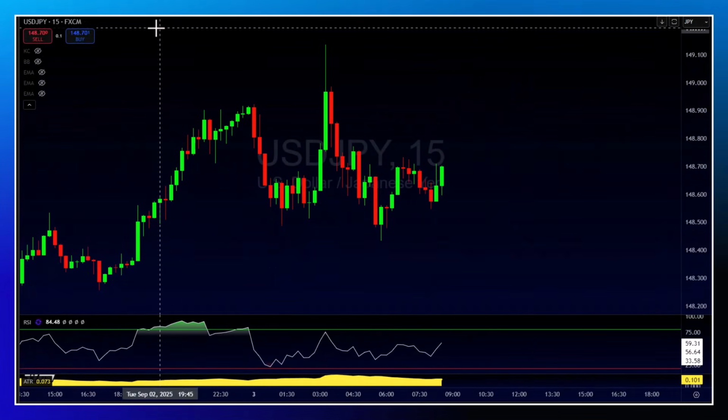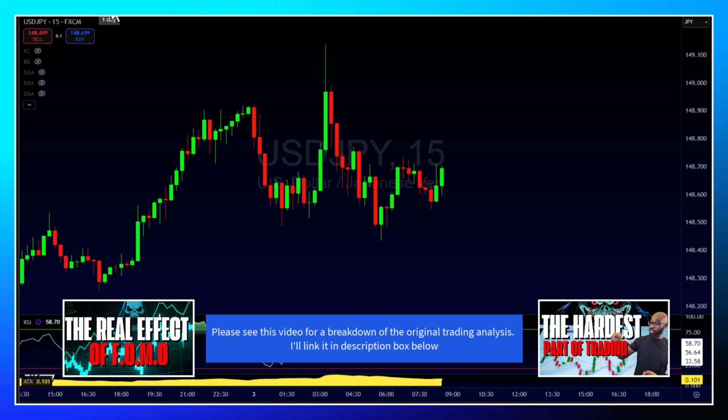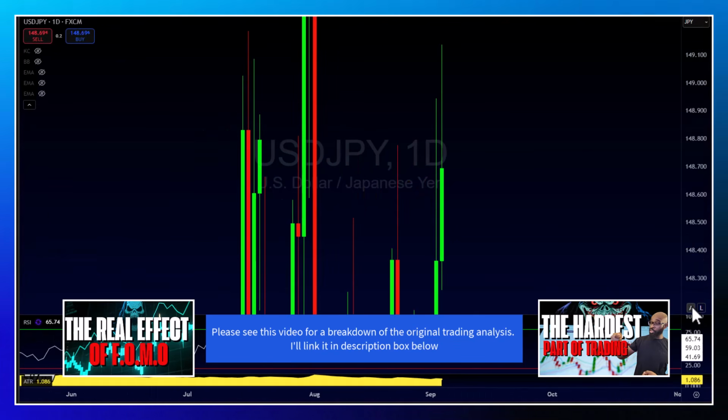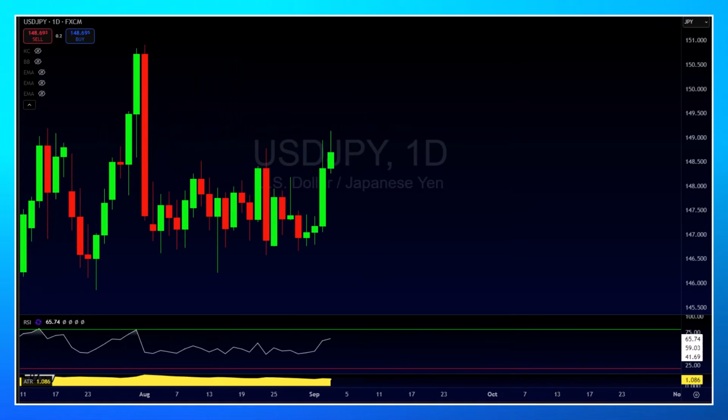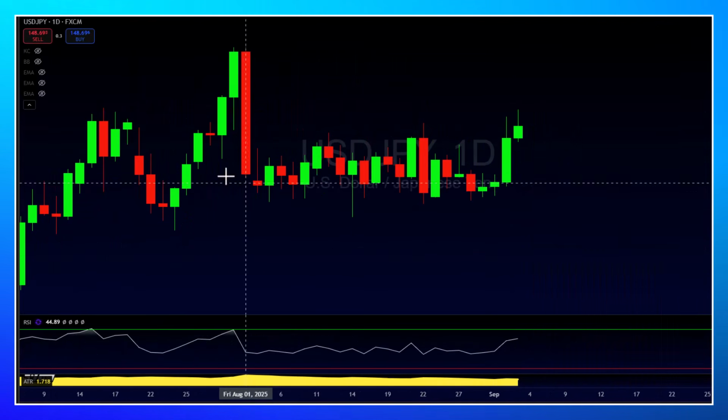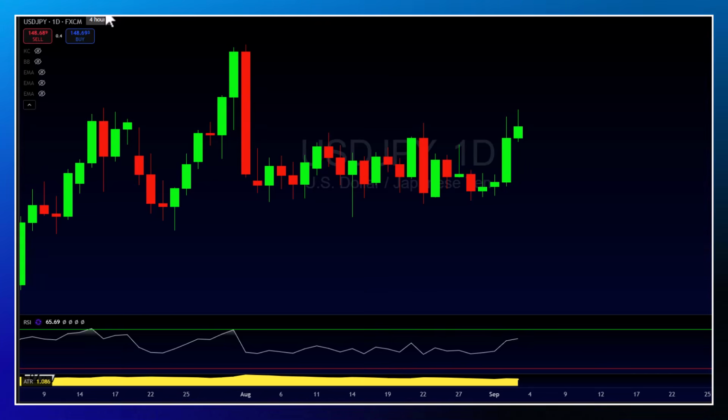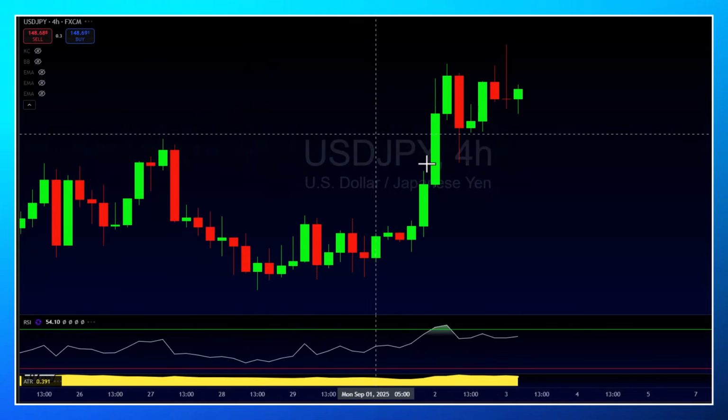Dollar yen, this was the one we were stalking yesterday. We got our pullback in our move. We made it back to the highs. No extension though. But this is our dollar yen trade from yesterday, if you guys remember. This is the daily, where all the daily charts are, boring. Let's go down to the 4 hour.